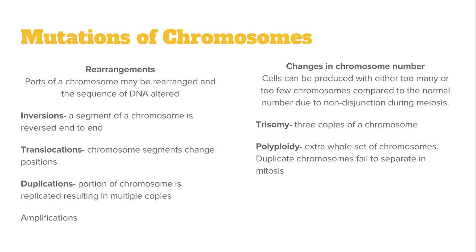It might be through translocations, where chromosome segments change positions, or it might be through duplications, where portions of chromosomes are replicated, resulting in multiple copies. When we look at changes in chromosome number, we're talking about where cells can produce either too many or too few chromosomes compared to the number, and it's usually due to non-disjunction during meiosis. We have trisomy, where there's 3 copies of a chromosome, and we have polyploidy, where there's an extra whole set of chromosomes, and it's where duplicate chromosomes fail to separate in mitosis.